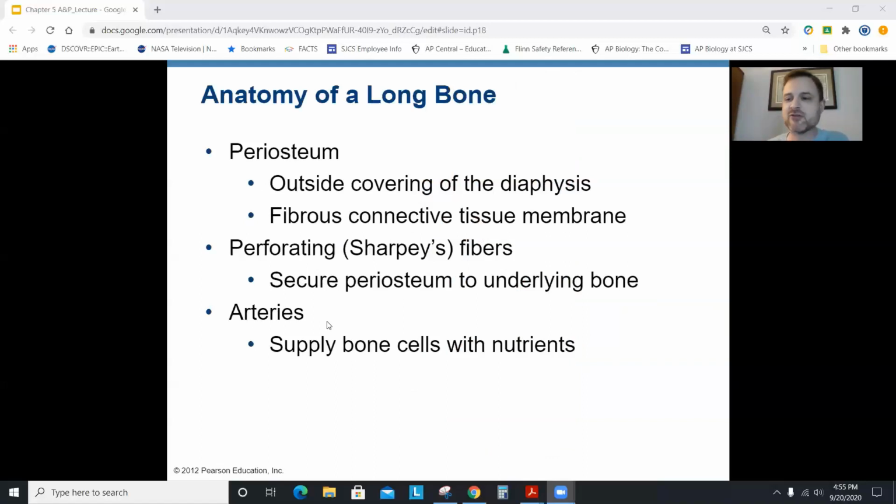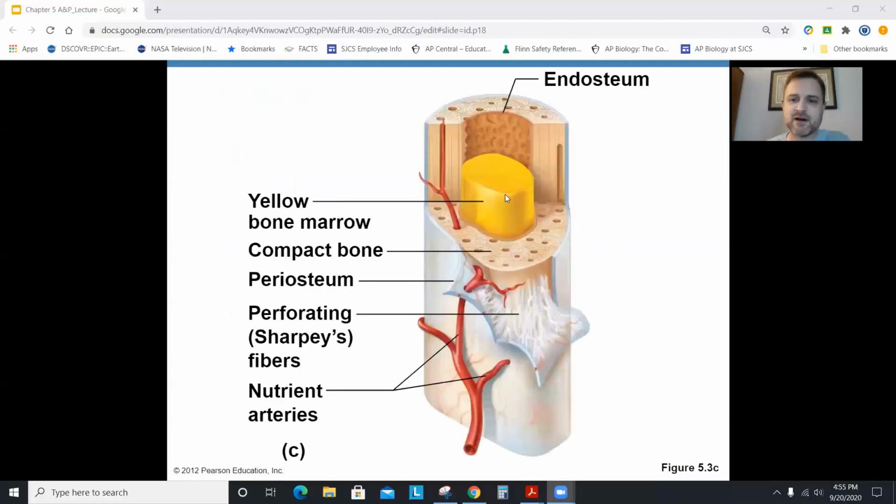And obviously you have arteries, which supply arterial blood, which gives nutrients and such to the bone, okay? Remember, the periosteum was the membrane on the outside. The endosteum is the inner lining of the medullary cavity. And here we have yellow marrow and arteries inside the bone.